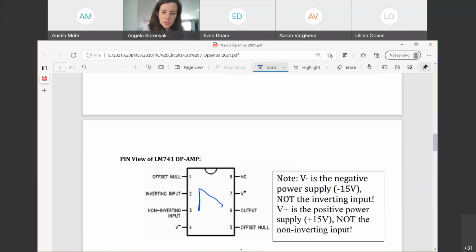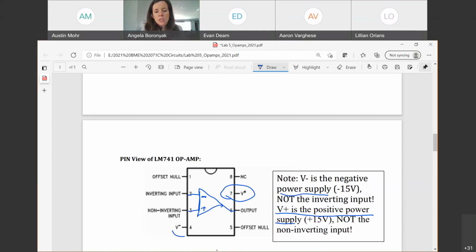We often only think about 3 points: our inverting input, which gets the minus sign, our non-inverting input, which gets the positive, and the output that is the other part. But we also have to power our op-amps or they don't work. So this pin, which is called pin 7, is our positive power supply.